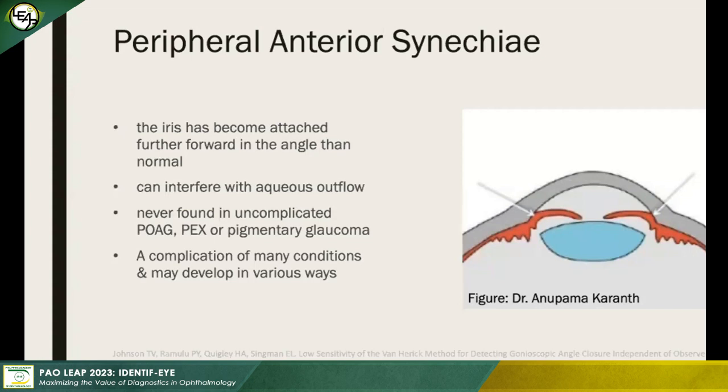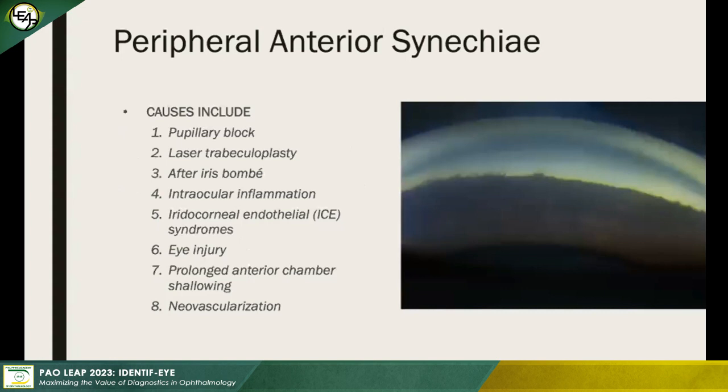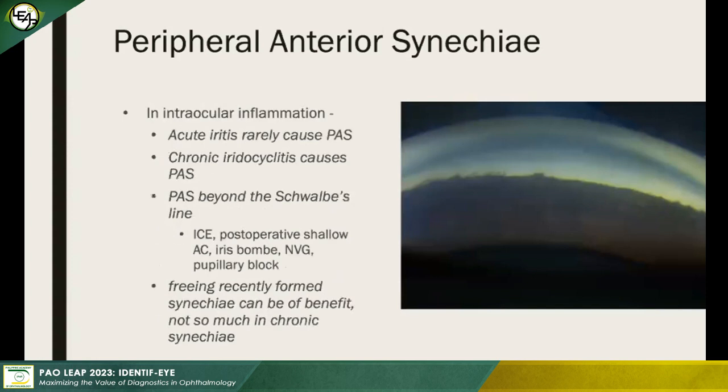PAS is typically a complication of many ocular conditions as well and may develop in various ways. So some causes include pupillary block. Pupillary block is still the most common cause, especially in cases of primary angle closure. It can be a sequela of laser trabeculoplasty. It can occur after persistent iris bombe, long-term intraocular inflammation, iridocorneal endothelial syndrome, as a complication of eye injury, prolonged anterior chamber shallowing, and, as we've seen from before, neovascularizations.